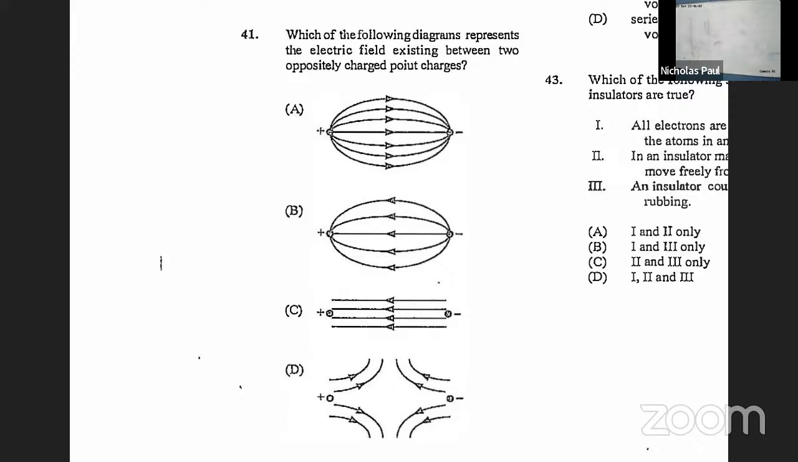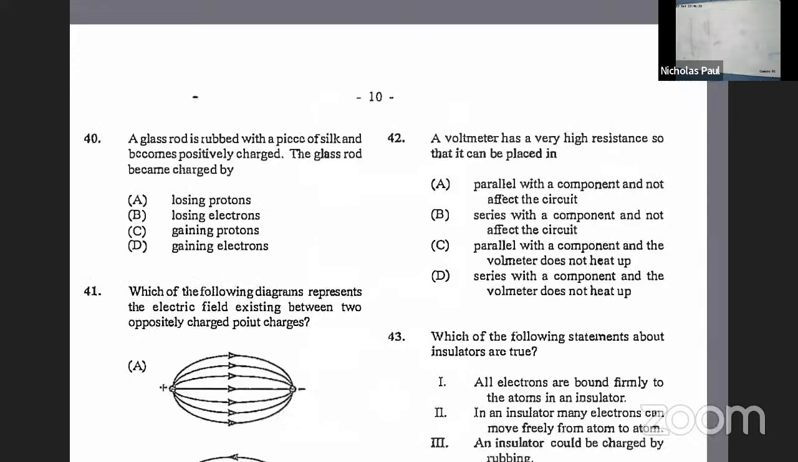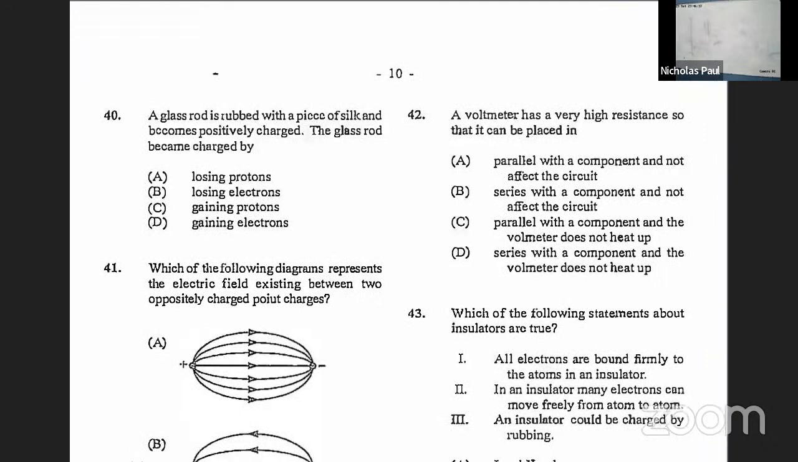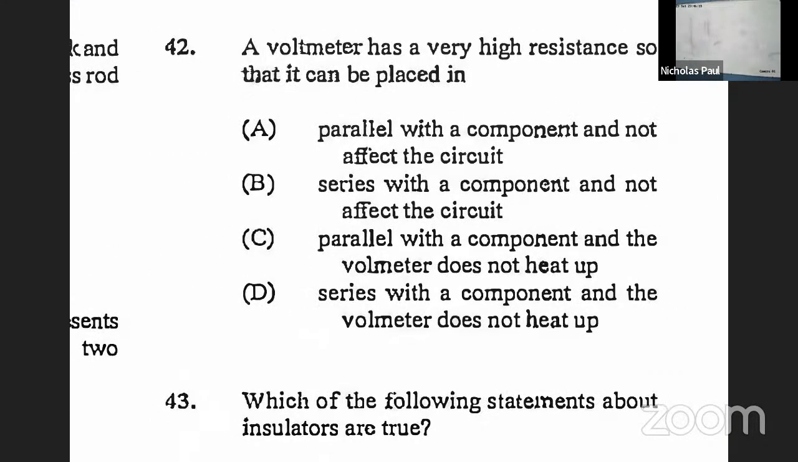What do you all think? 41 is A, right? Electric fields always go from the positive to the negative. So A. Next one, 42.